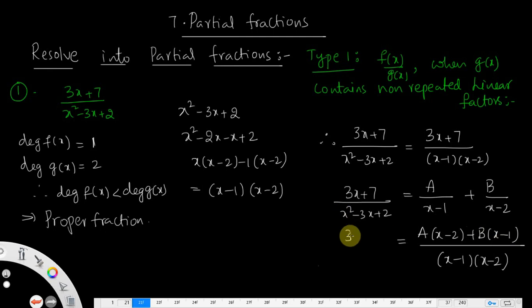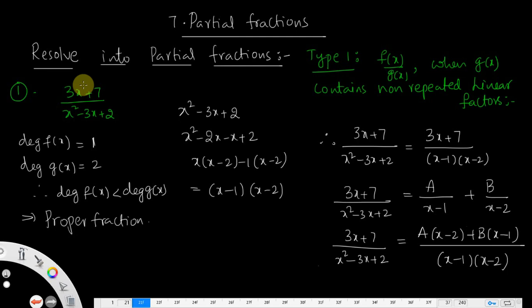So this goes to 3x plus 7 divided by x squared minus 3x plus 2. First, for any question given, check whether it is proper or improper. This is the basic idea. Check whether the degree of f of x is lesser than the degree of g of x. If so, the rational fraction is a proper fraction. So we solve the proper fraction by using type 1.